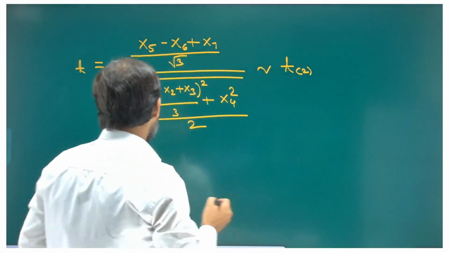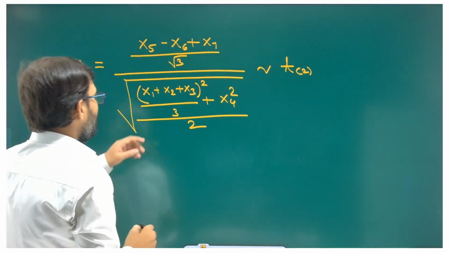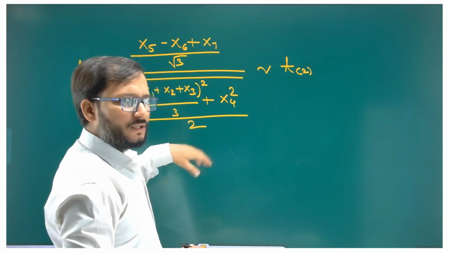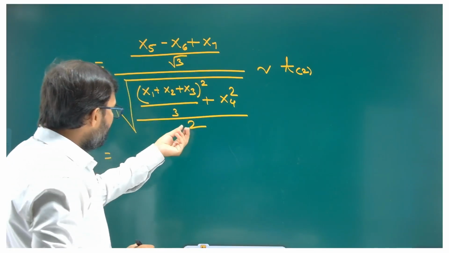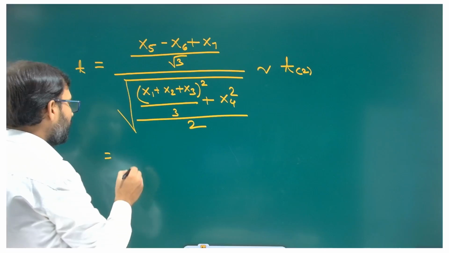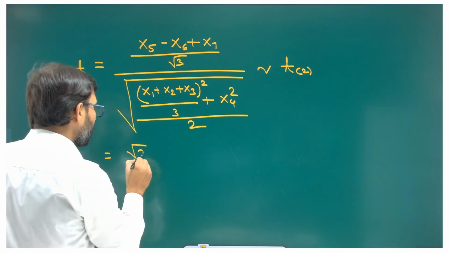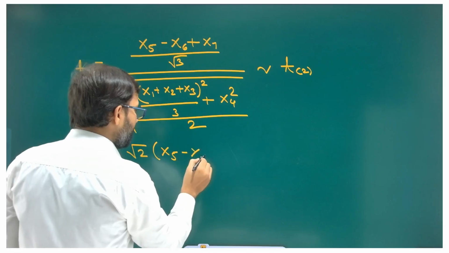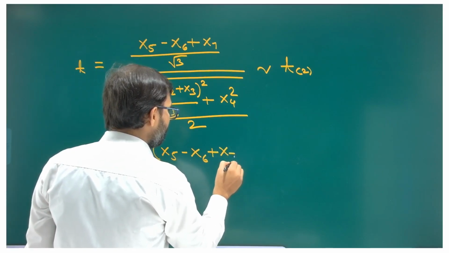Got the point? So let me just see. You know that the denominator of the denominator is the numerator. So root 2 is in the denominator, it should be put in the numerator. That is root 2, and then x5 minus x6 plus x7.